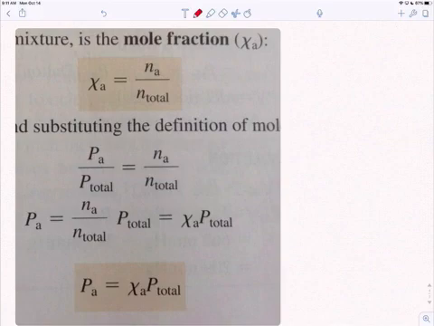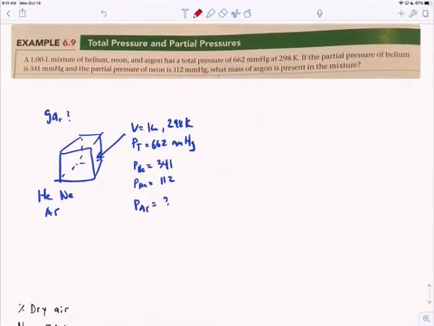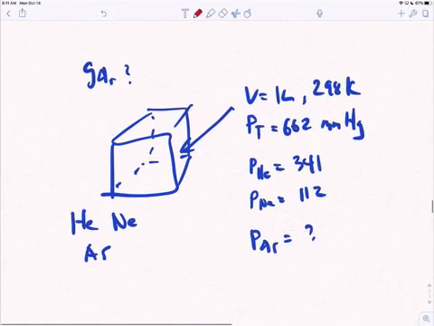And since pressure and number of moles is directly proportional, you can get the mole fraction by just the fraction of the pressures. Okay, so let me give you an example of the problem. In a 1 liter container, a mixture of helium, neon, and argon has a total pressure of 662 millimeters of mercury at 298 Kelvin, 25 degrees Celsius. If the partial pressure of helium is 341, the partial pressure of neon is 112, what mass of argon is in this mixture?